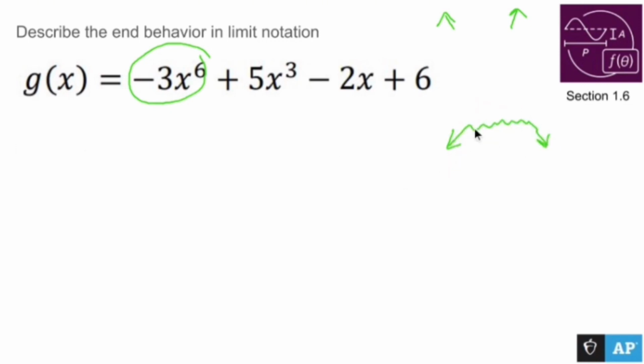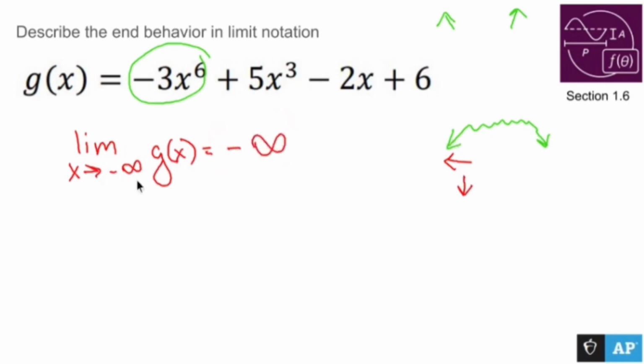So the way we write out the left side of the end behavior is as we move to the left, this is going downward. So another way of saying move to the left in limit notation is the limit as x approaches -infinity. Now we're talking about g of x, so I'll say of g of x. Since we are going downward, as x moves to the left, we are going to say that my limit as x approaches -infinity of g of x is also -infinity because we're going down. Just like Fall Out Boy. Remember that song? Very old song.